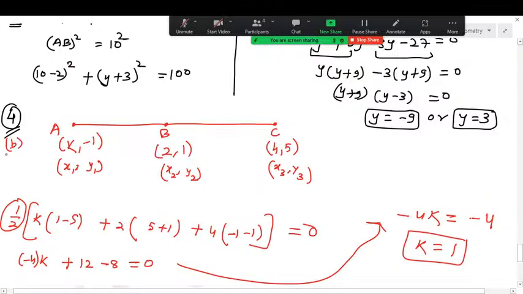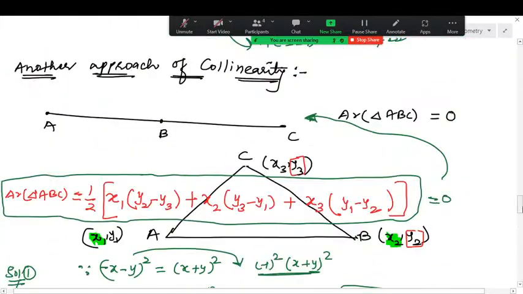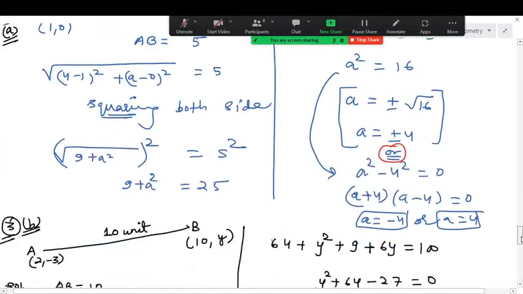It's so easy to solve this question if you apply the approach of area of triangle that I have just explained here. In this way you find the area of triangle, and for points to be collinear, the area must be 0. This is the approach we use for collinear.